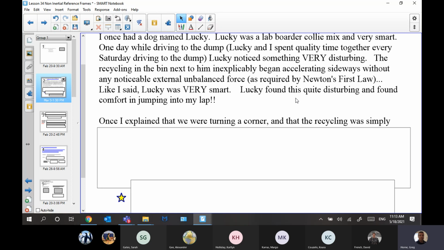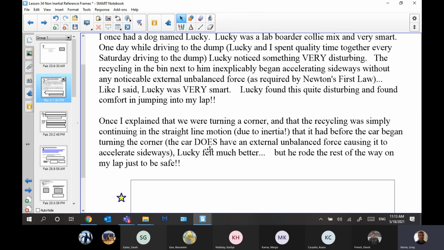And so I go to turn a corner, and if Lucky was on the driver's side, I guess I was turning towards the passenger side. If you can picture it, the cans tried to stay in a straight line, tried to keep going straight forward, while the car turned out towards the passenger side. And so relative to the car, the cans seemed to come towards him, right?